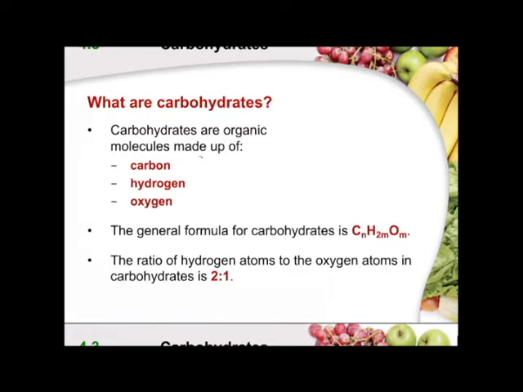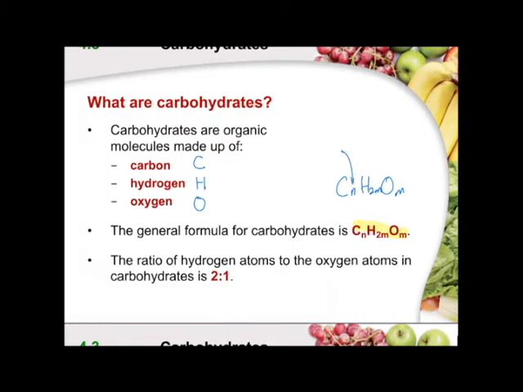Okay, so what are the compounds, the atoms, the elements that make up carbohydrates? They are just three: carbon, hydrogen, and oxygen. If you look at your periodic table, carbon is a capital C, hydrogen is a capital H, oxygen is a capital O. And they follow this formula.